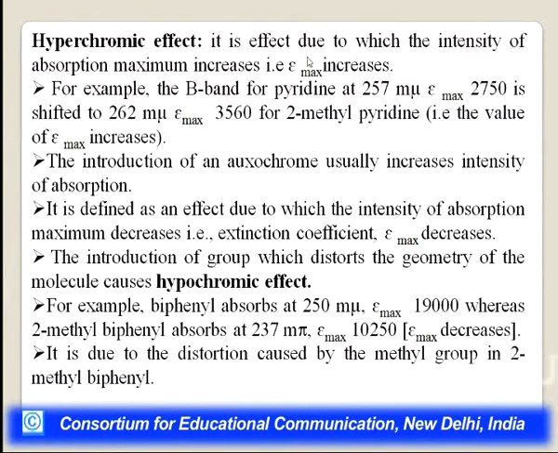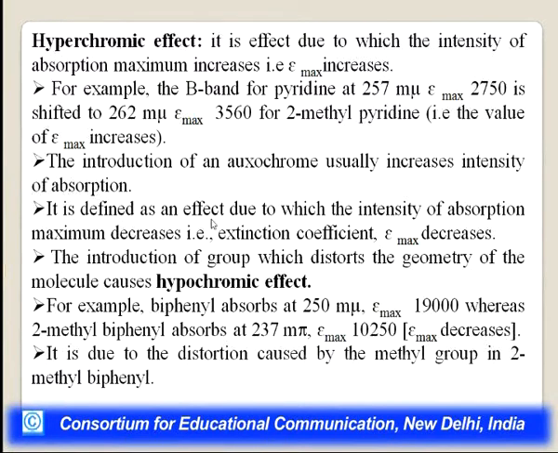Another effect is the hyperchromic shift. It is an effect due to which the intensity of the absorption maximum increases, or we can say epsilon maximum increases. For example, pyridine absorbs at 257 millimicron with epsilon maximum value 2750. It gets shifted to 262 millimicron with epsilon maximum value 3560 for 2-methyl pyridine, that is, the value increases, because the introduction of an auxochrome usually increases the intensity of the absorption.